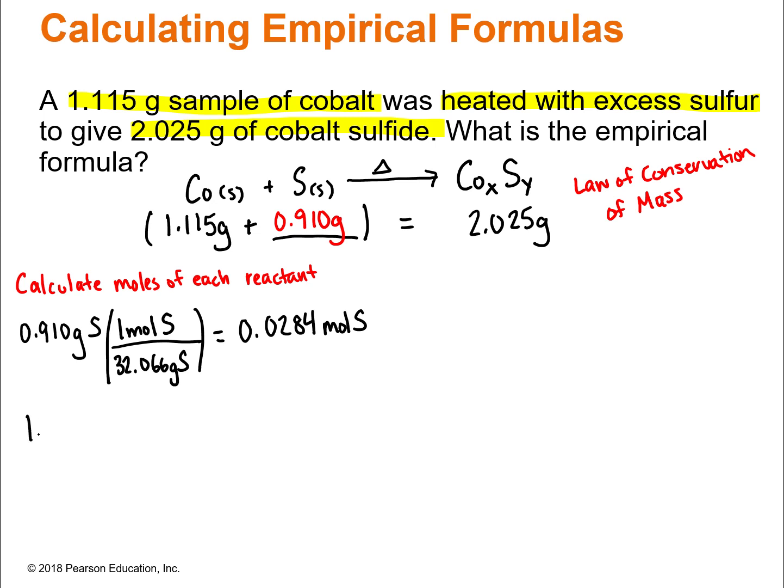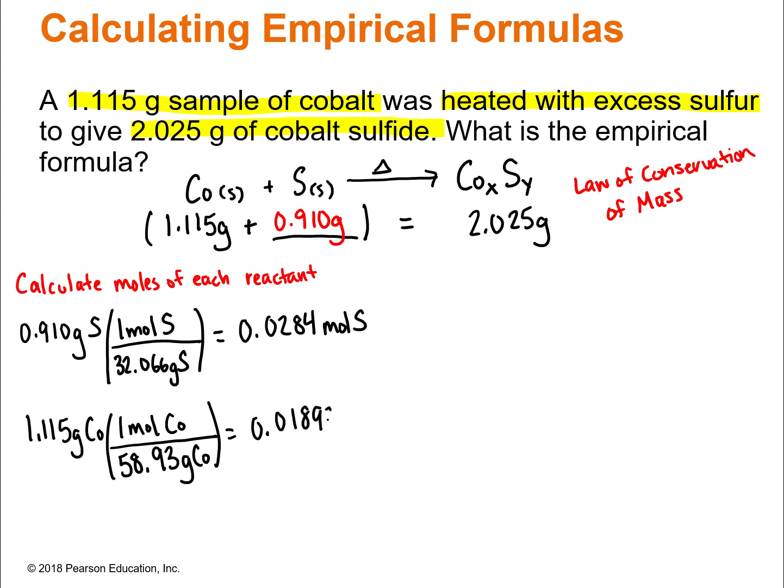We do the same thing with the cobalt. In 1 mole of cobalt, you look at the periodic table, you find 58.93 grams, and that's how many grams are in 1 mole of cobalt. Now we've figured out the number of moles.